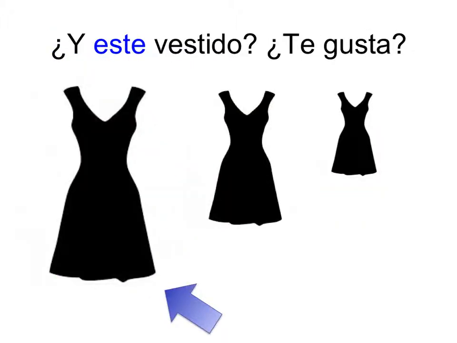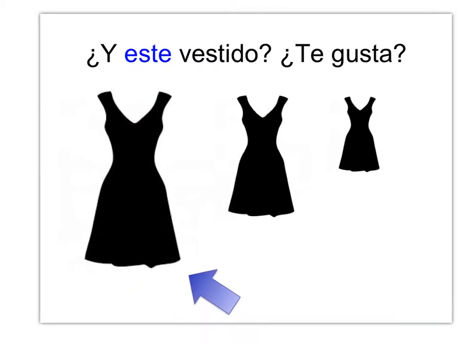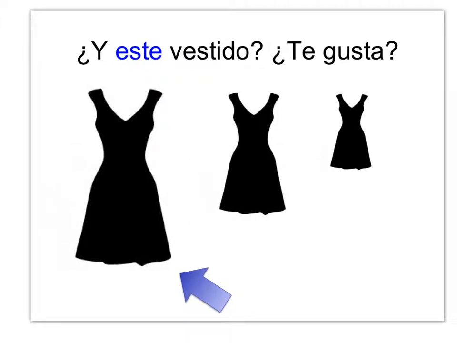Y este vestido. ¿Te gusta? Por ejemplo, este vestido is saying what? This dress. Now, este vestido. What's the number and gender of vestido? It's singular and masculine, right? Now, notice when we make our demonstrative adjectives, singular and masculine, it's este. Okay? Este.